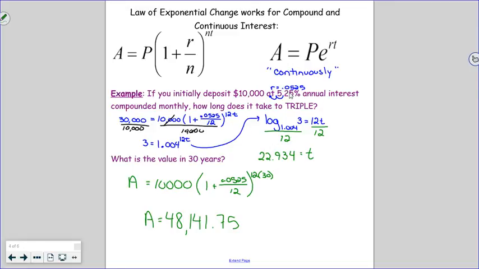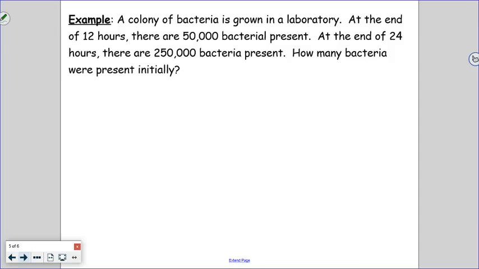But we do have a problem that does involve some calculus. And it's going to go back to that initial value problem that we talked about at the beginning. It says, so still talking exponential growth. Colony of bacteria grows in a laboratory. At the end of 12 hours, there are 5,000 bacteria present. At the end of 24 hours, there are 250,000 bacteria present. How many bacteria were present initially?